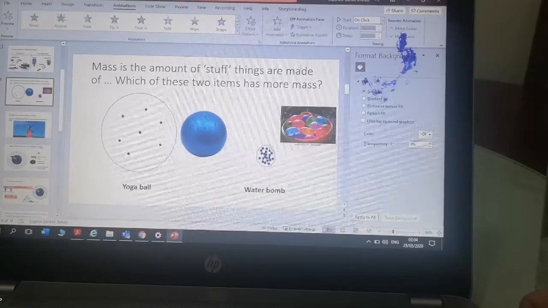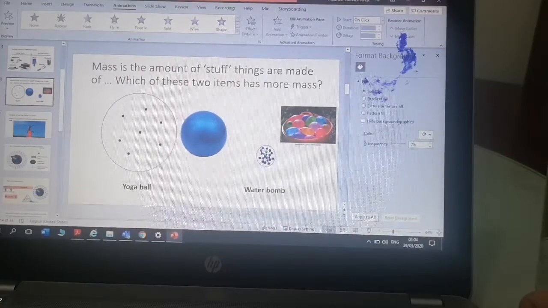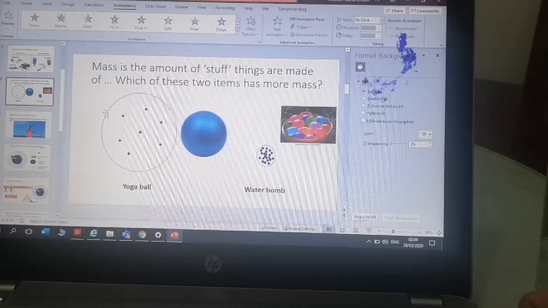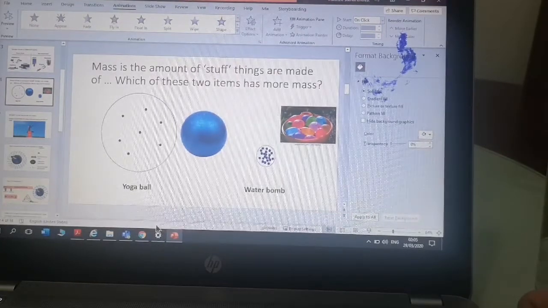Yeah, it's the water bomb, right? The water bomb has got a liquid inside. Lots of particles close together in a liquid. The yoga ball has air inside. Well, air has low density, right? Because its particles are not close together. So we say the density is less. Here the particles are very close, so we can say the density is high. This is the idea of density.